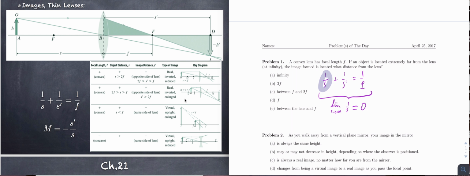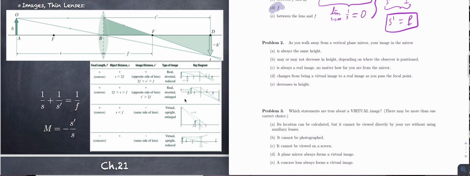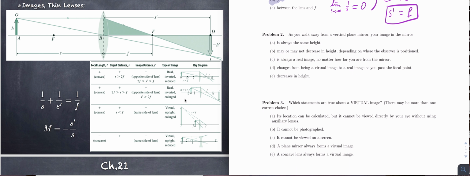So what that tells us is that if this term is vanishing as S goes to infinity, we're left with a simplified version of the equation, which is 1 over S prime equals 1 over F, and then you can invert that to give you S prime equals F. So the image should be located at F right here.